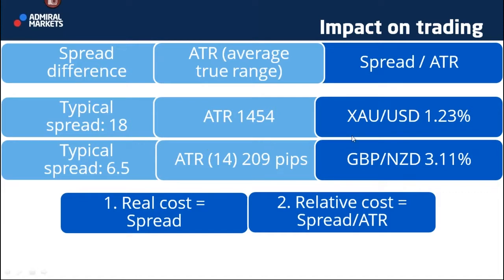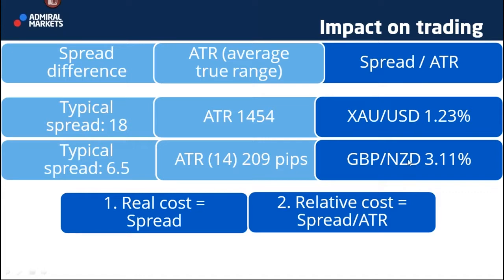gold, XAU, USD, when you look at the typical spread and you look at the ATR and you calculate that and you divide it, it was 1.23%. That's good, right? It's a small part, and that's fine.